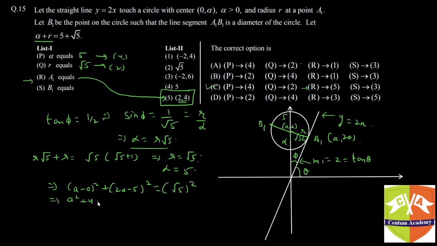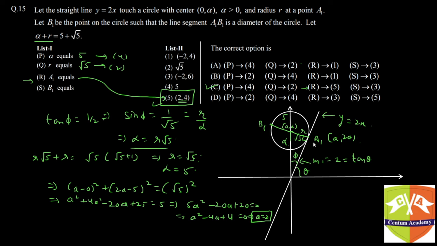So a square plus 4a square minus 20a plus 25 is equal to 5. So what we have is 5a square minus 20a plus 20 equals 0. So what we have is a square minus 4a plus 4 equals 0. So there is only one value of a which satisfies this, which is a equals 2. So my point is 2 comma 4. That is totally proven now.